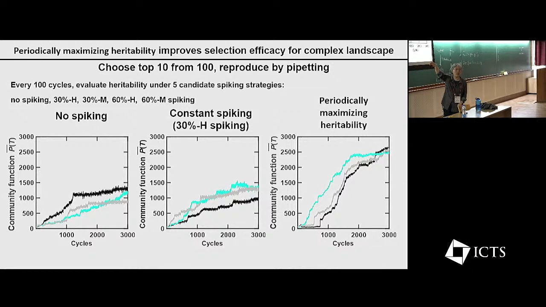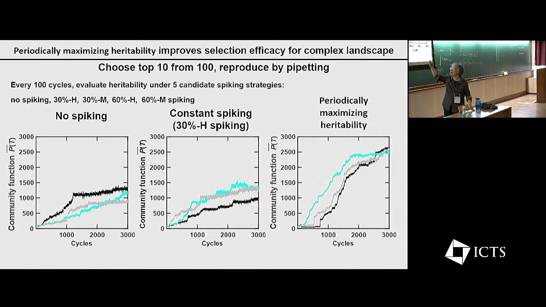No spiking, I put in 30% H, I replace the 30% with 30% pure H, or with 30% pure M, or with 60% pure H, or 60% pure M. I see which one gives the highest heritability. That's to say when you regress the parent and the offspring functions, they have the highest positive slope. So I use that strategy.